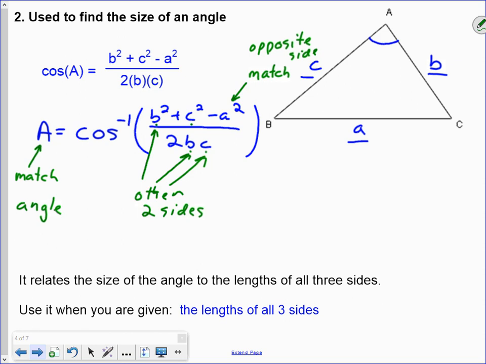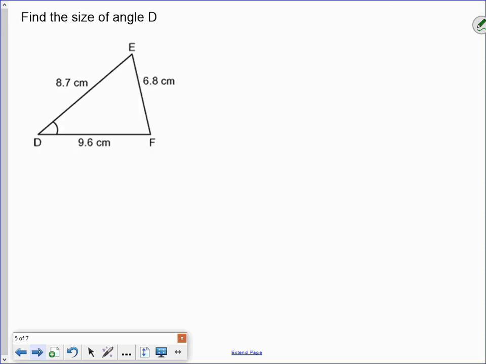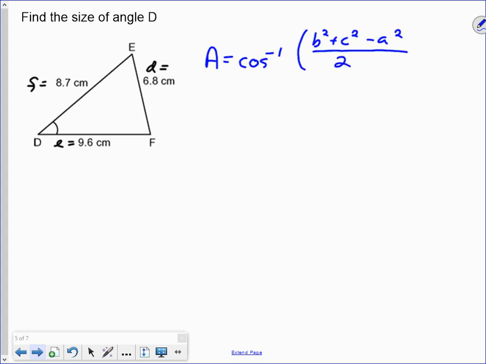All right, let's see this in action then. We want to find the size of angle D in this triangle. We've been given the lengths of all three sides in our triangle. This is side D, this is side F, and this is side E. So with the lengths of all three sides, we can definitely use the cosine law. Let's copy that cosine law formula from the previous slide. A is equal to the inverse cos of b squared plus c squared minus a squared, all divided by 2bc.